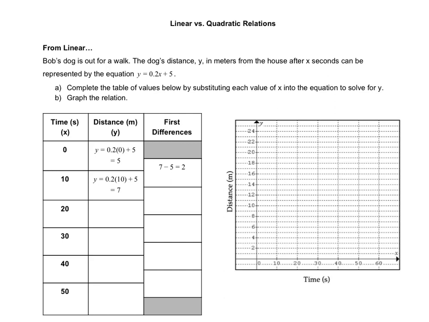So I've already done 2 for you. So at time 0, instead of x, I put 0. So 0.2 times 0 is 0, plus 5 is 5. So at 0 seconds, the distance is 5. So I'm going to go ahead and plot that point right there. Then at 10 seconds, I replaced x with 10. 10 times 0.2 is 2. And then 2 plus 5 is 7. So then I can plot the point (10, 7). So I'll go ahead and do that as well.